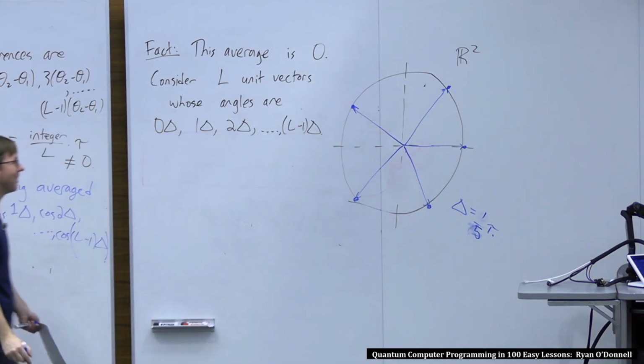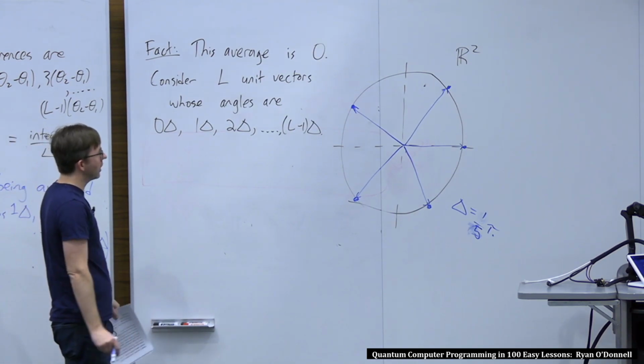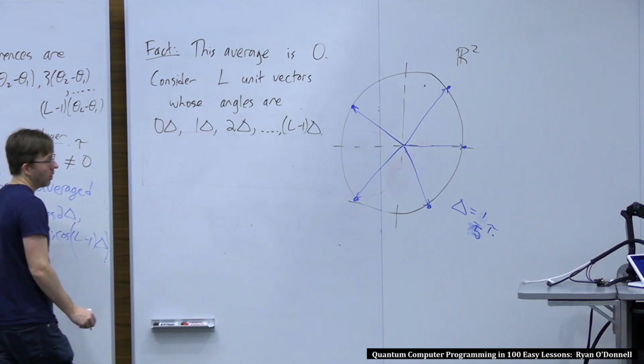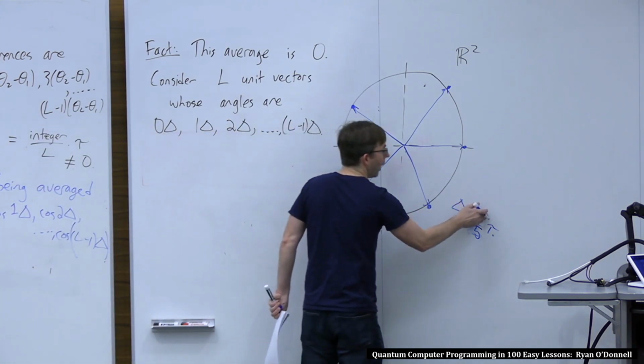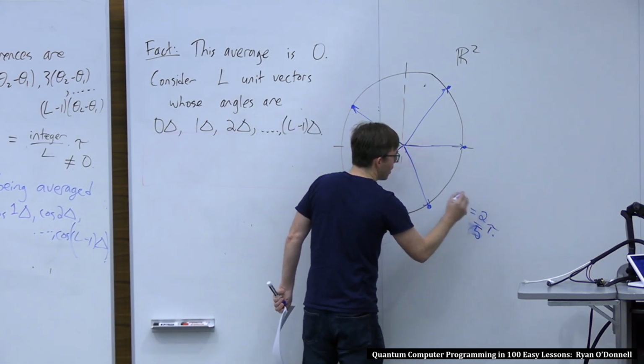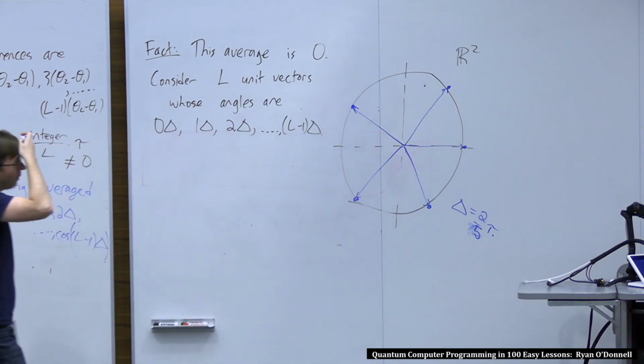1/5 of a circle. It took me several tries to get that. So maybe I shouldn't have done 1/5 of the circle because maybe it's too simple a case. You could do 2/5 of the circle, let's say, just to illustrate it. Let's say delta is 2 over 5 tau and L is 5.